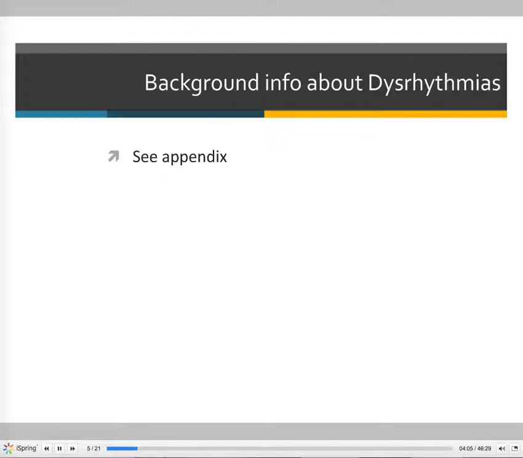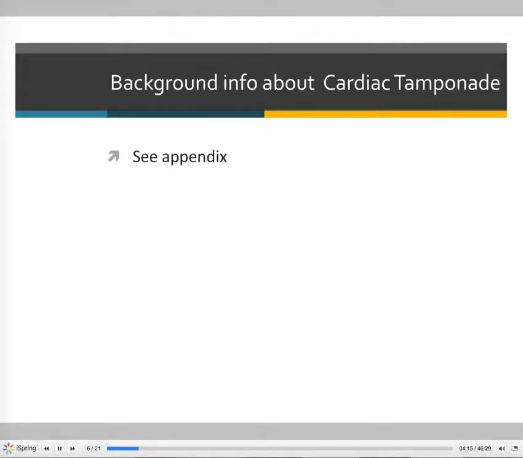Please refer to the appendix section of the main PowerPoint for a deeper discussion on dysrhythmias, and for a deeper discussion on cardiac tamponade.